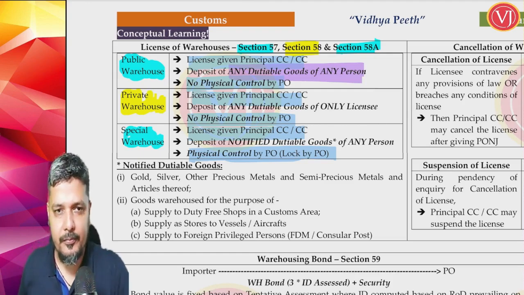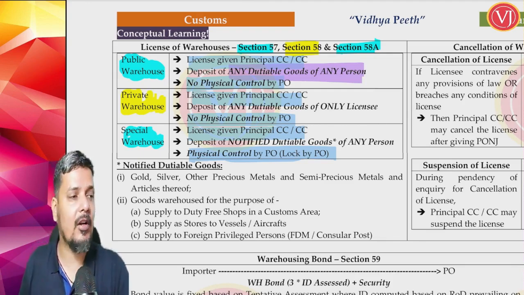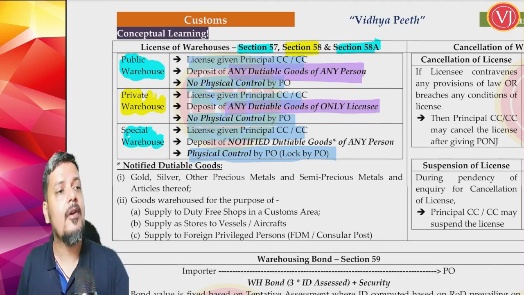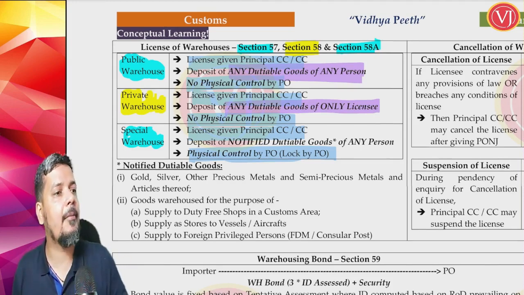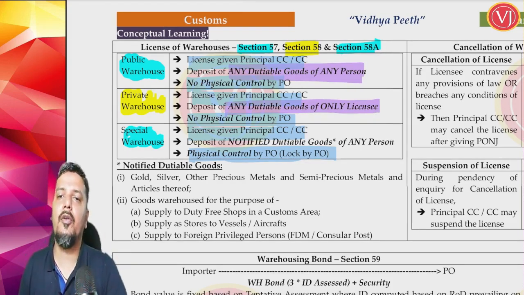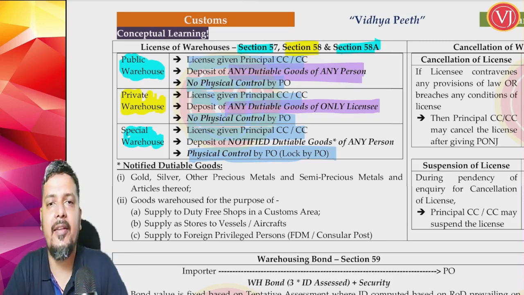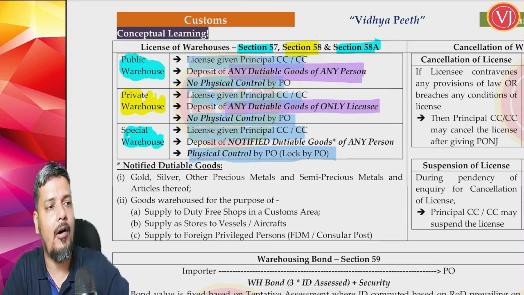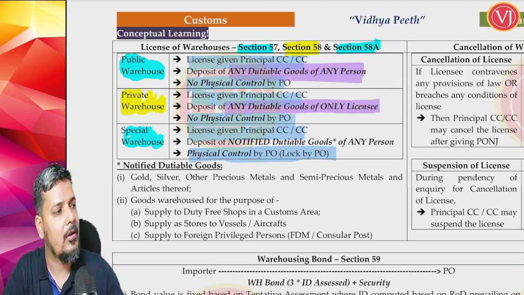Now, what is a private warehouse? Automatically you'll understand. If a private warehouse is run by Reliance Limited, dutiable goods only of Reliance Limited will be kept in that private warehouse. Public warehouse run by Reliance Limited, it has to keep dutiable goods of all the persons. Private warehouse run by Reliance Limited, it can keep only dutiable goods belonging to Reliance Limited.